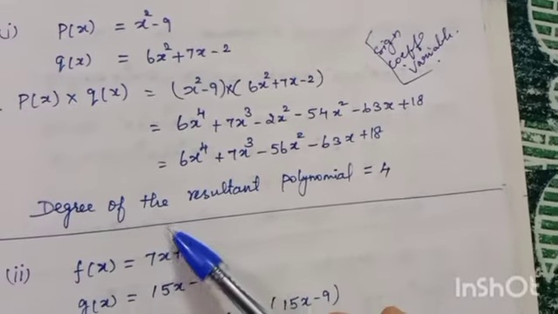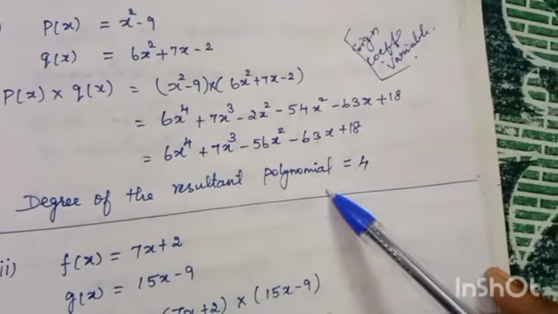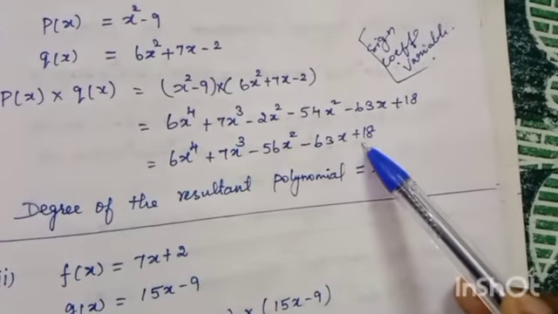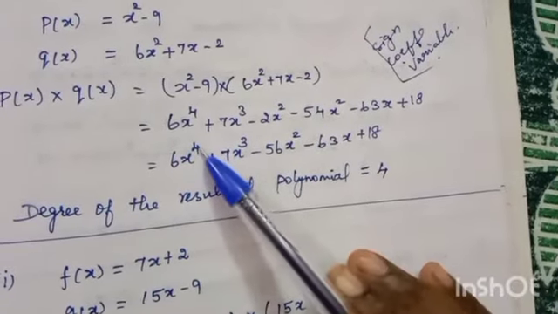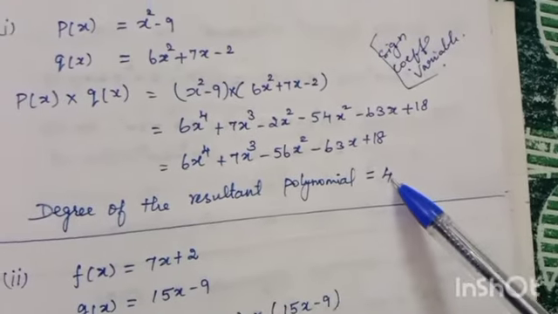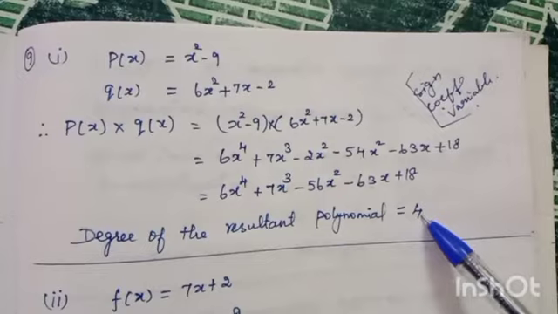Okay, so we want to find the degree of the resultant polynomial. Degree means the highest power of this expression. What is the highest power? 4. So the degree of the resultant polynomial is equal to 4.